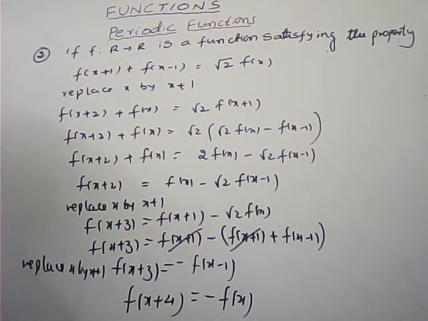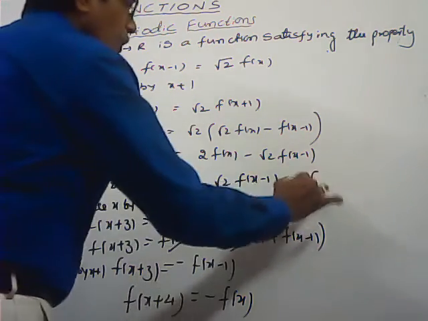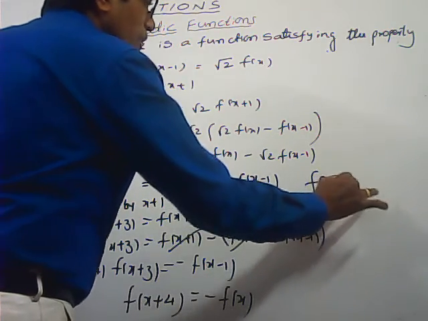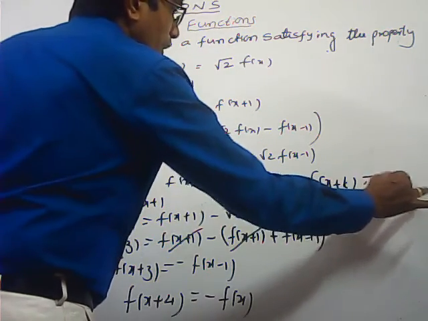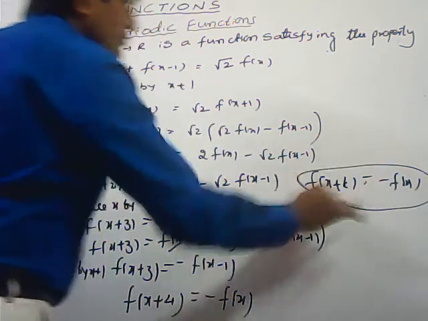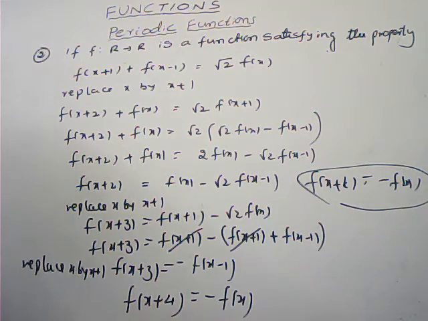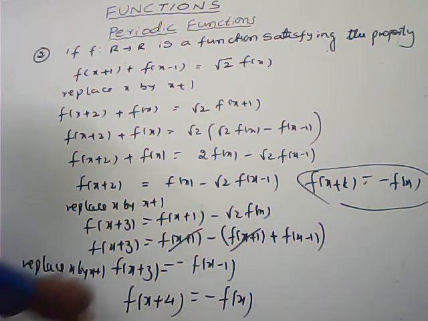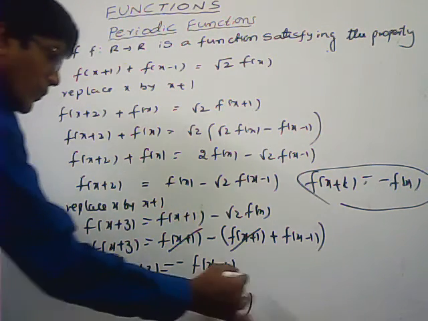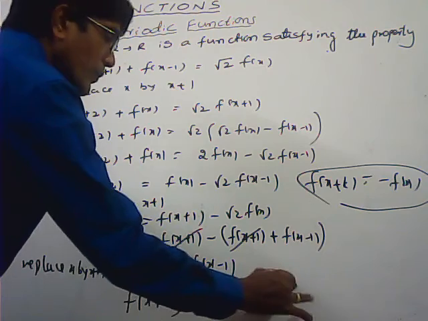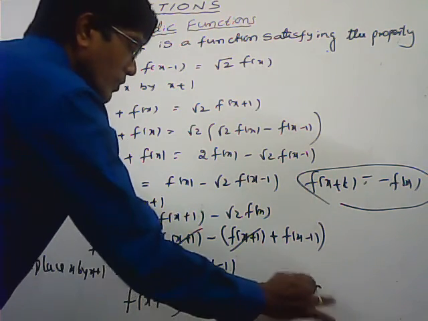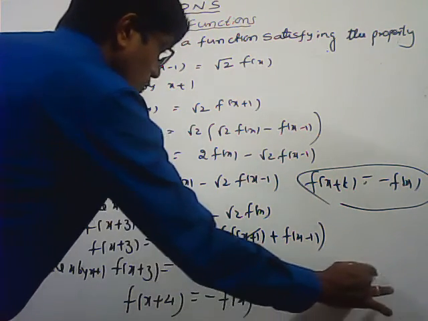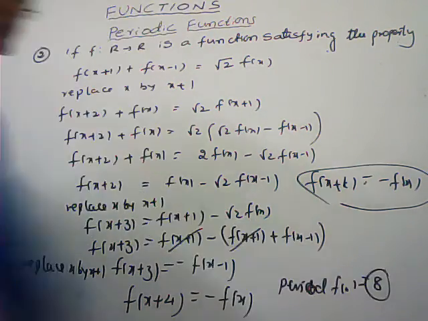Previously I told you, whenever we get f of x plus k equal to minus f of x, here we can write directly the period of f of x is 2k. Here also f of x plus 4 is equal to minus f of x. The period of f of x is 2 times 4, that is equal to 8.